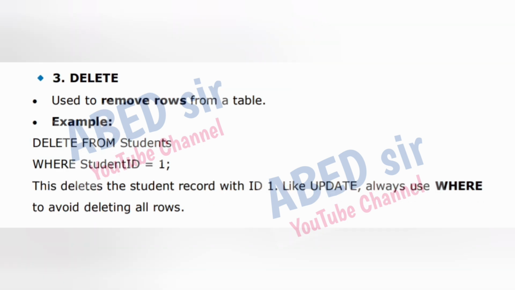3. Delete. Used to remove rows from a table. Example. Delete from students. Where student ID is equal to 1. This deletes the student record with ID 1. Like update, always use where to avoid deleting all rows.